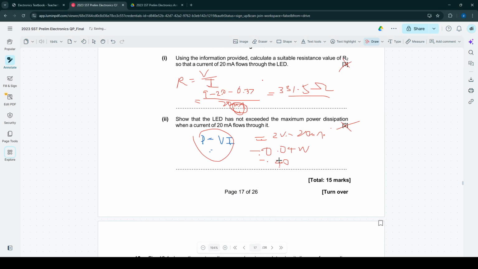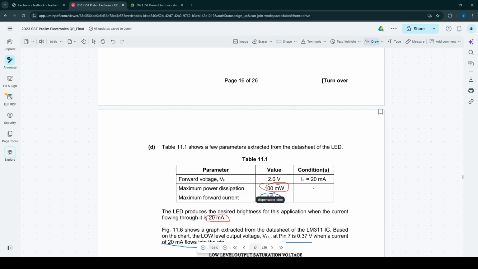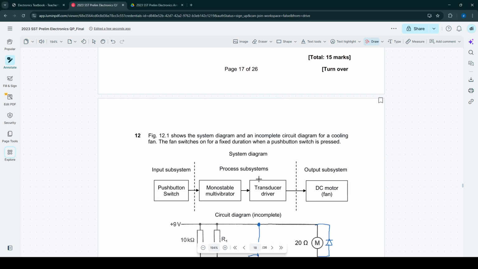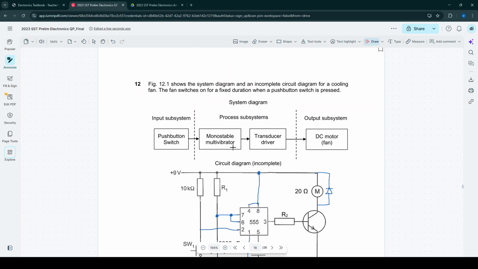Yo, this is the best software on earth. Okay, so this is 40 milliwatts, which is less than 100 milliwatts. So this shows that it does not exceed the maximum power dissipation. And then if you want, you can write a statement below. Therefore, the LED has not exceeded the maximum power dissipation when a current of 20 milliamps flows through it. Or you can do that if you want.